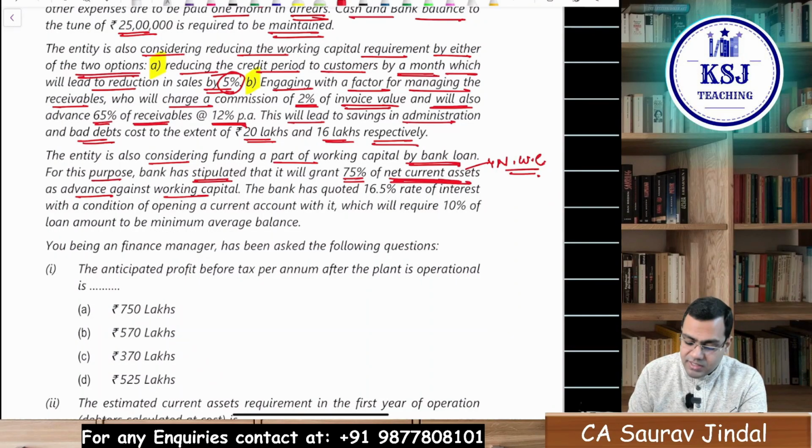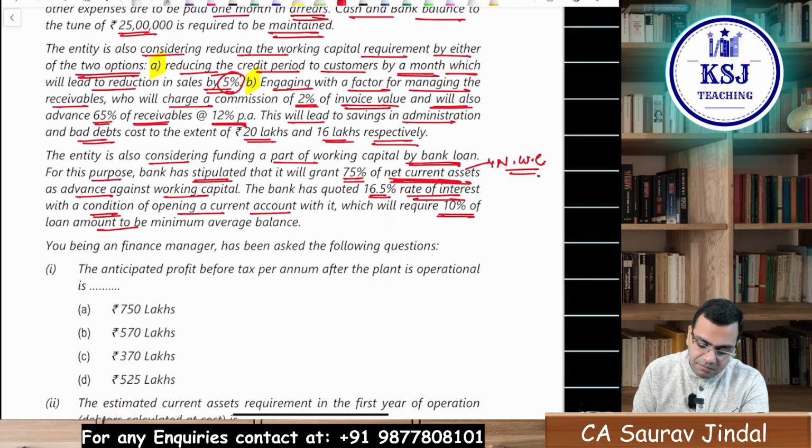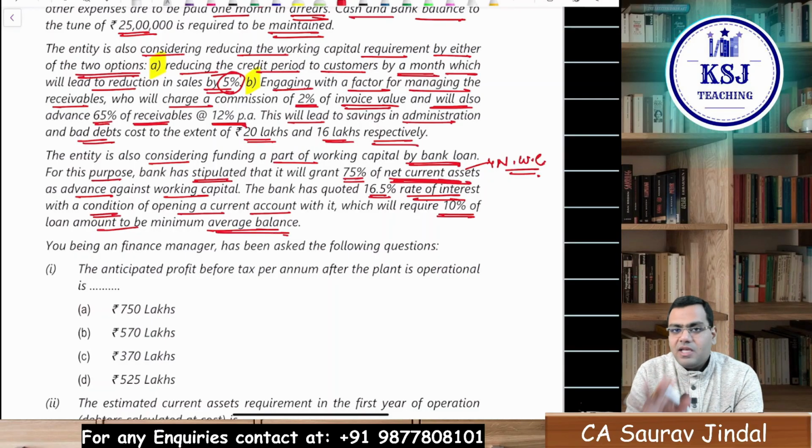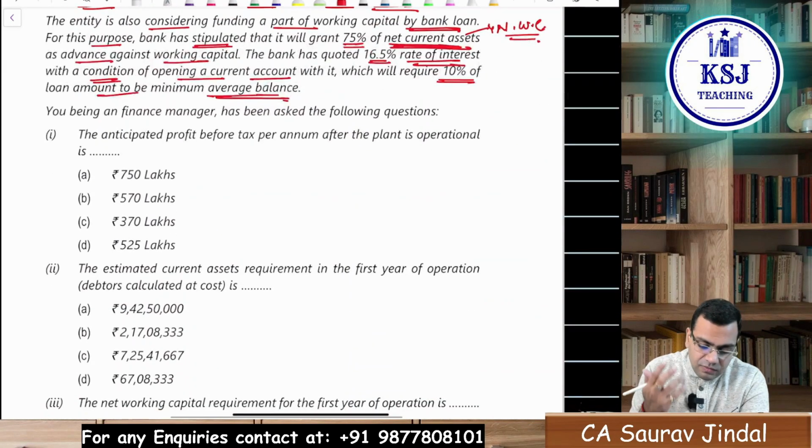The bank has quoted 16.5% rate of interest with a condition of opening a current account with it, which will require 10% of the loan amount to be the minimum average balance. The bank says, okay, we'll give you loan, to the extent of 75% of the net working capital. You will have to open a current account in which we will deposit your loan amount. But there is a condition attached to it. If the loan is for 100 rupees, 10% of that, that is 10 rupees, should always be there in your account. You cannot use the 10 rupees. We will give you loan, no issues in that. What is the relevance of it?